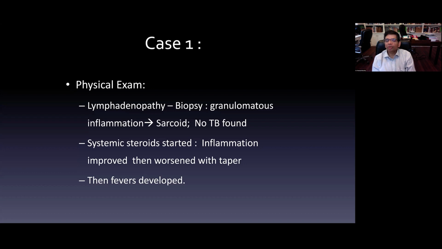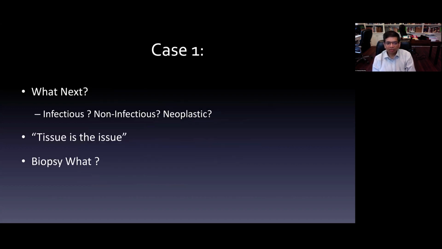So here we are. We thought we had a biopsy-proven granulomatous disease. We think it's sarcoid. We didn't find tuberculosis. We didn't find any other organisms necessarily here. And now with steroids, though, he's getting worse, and he's getting systemically worse. This is scary. So we've missed something. Maybe this is infectious. What should we do? Is this infectious or not? So what do we do? We have to biopsy something.